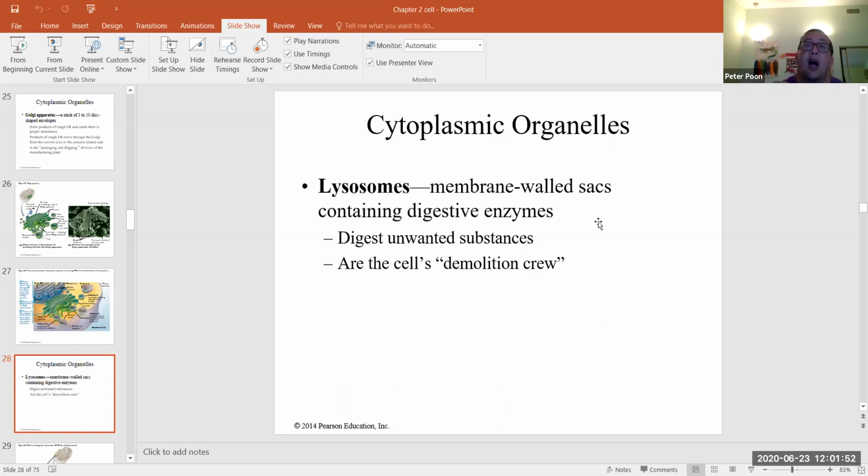If there's a disease where your lysosomes aren't working properly, it's called Tay-Sachs, and it's a horrible disease. It affects children, babies actually. If you get Tay-Sachs, you start seeing the major symptoms by about 2, and you're dead by about 4.